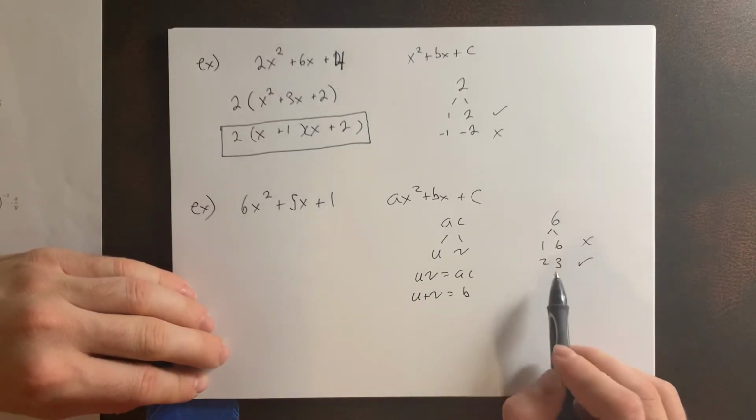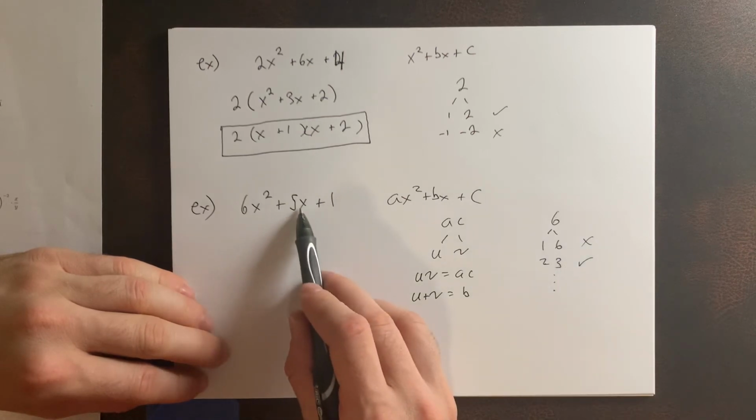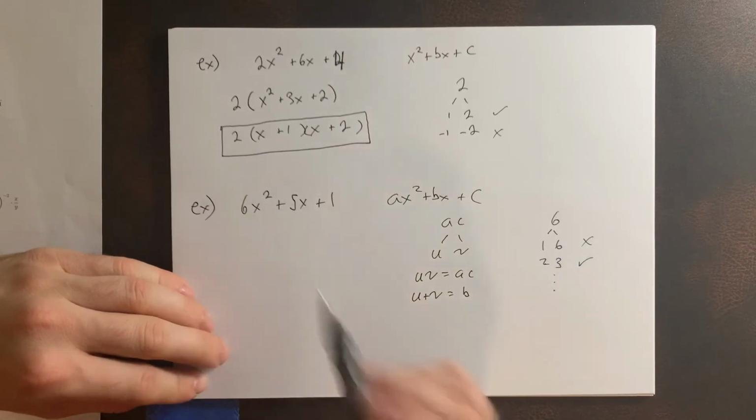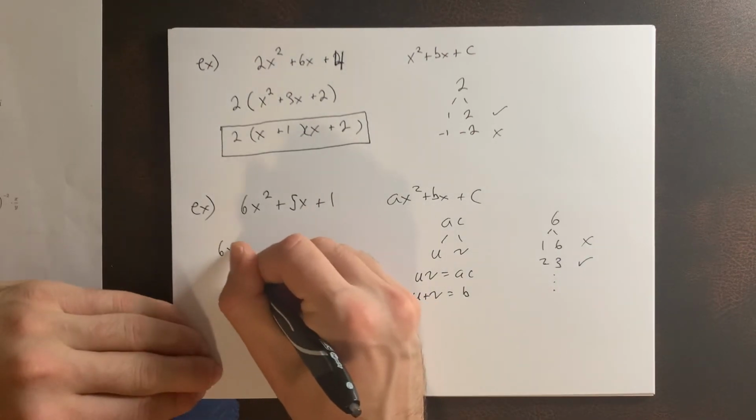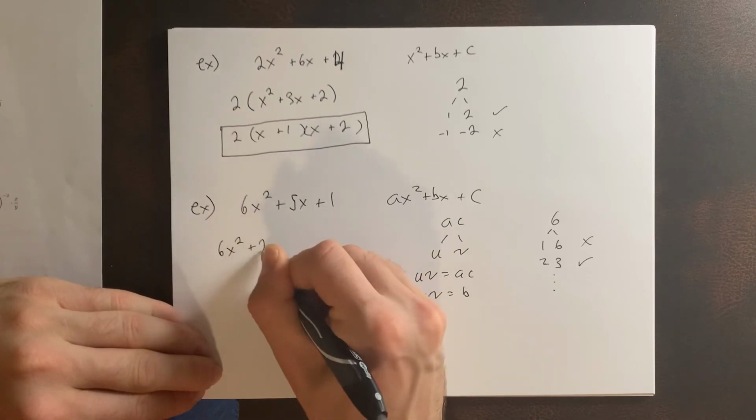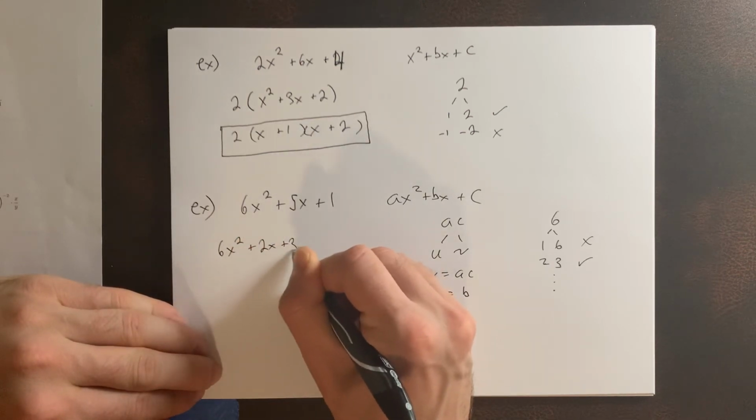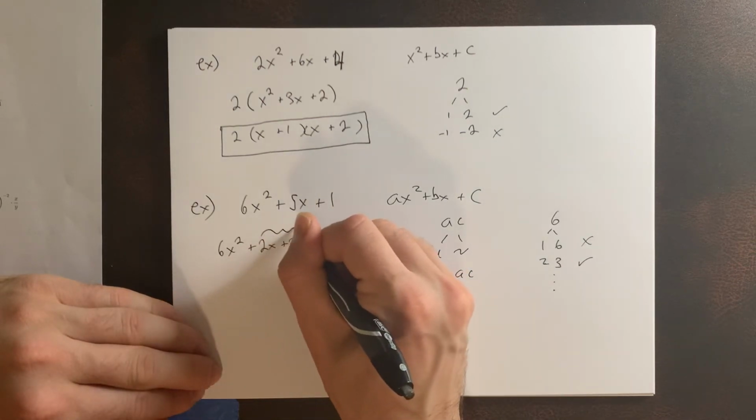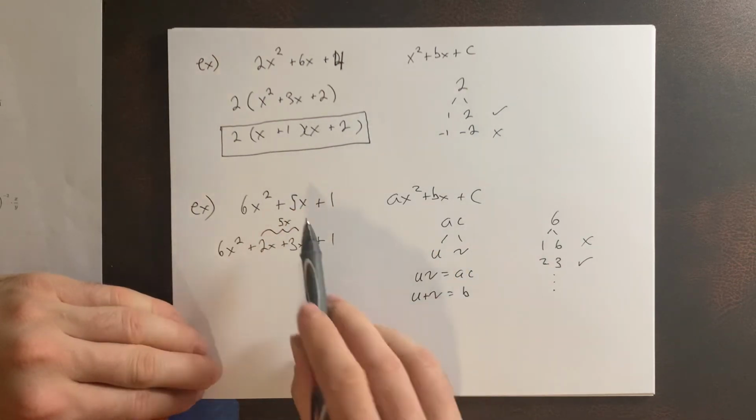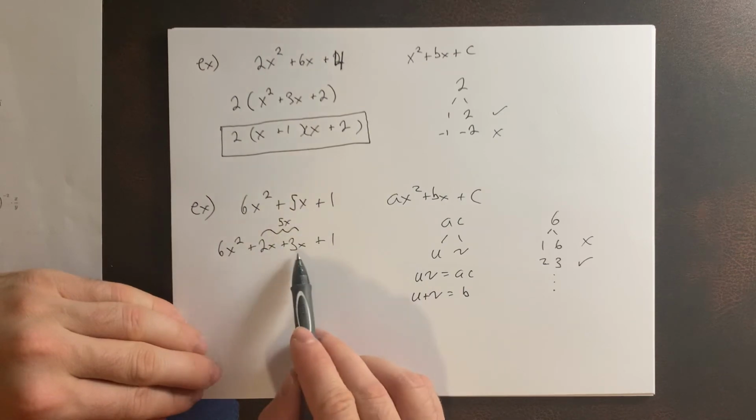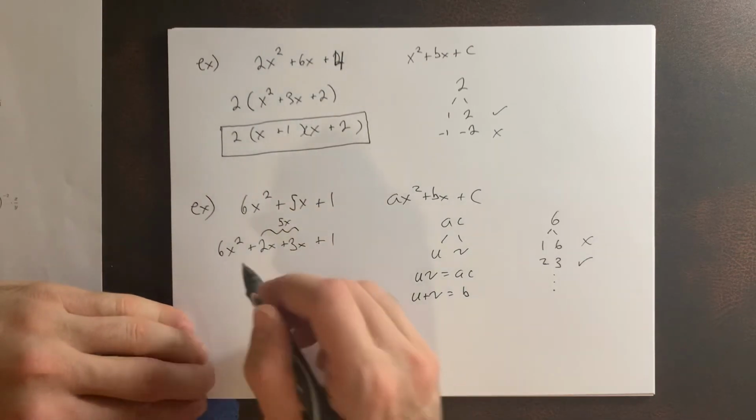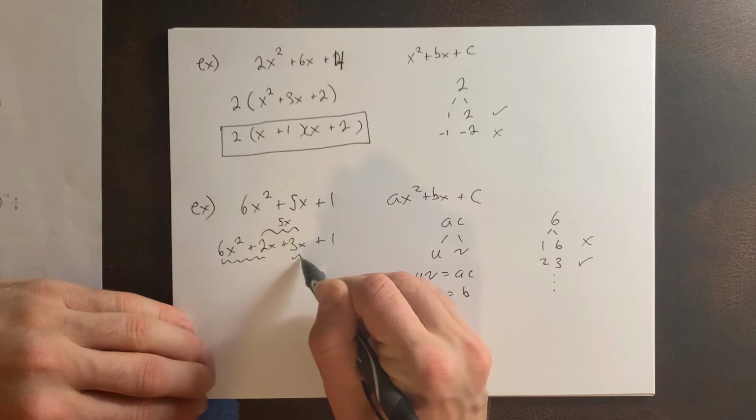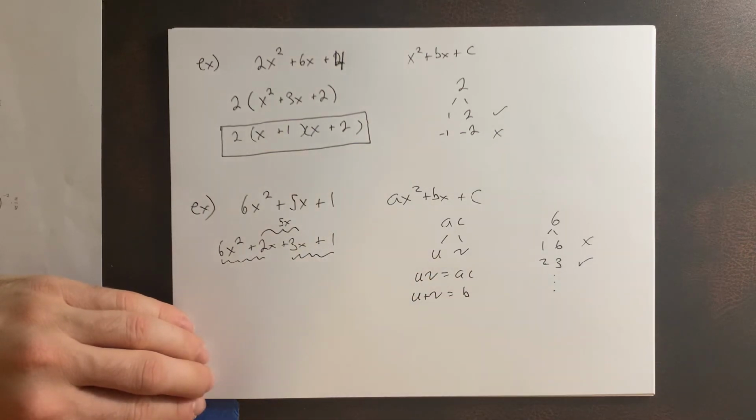Okay? So we take these two numbers, and instead of writing a 5x, we're going to write a 2x plus a 3x. So we'll have 6x squared plus 2x plus 3x plus 1. And again, this piece right here, that's just 5x. We wrote 5x instead as 2x and 3x. And then just like before, we're going to group these first two together and group these second two together and then factor out just from those two.